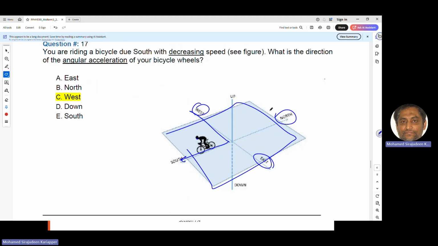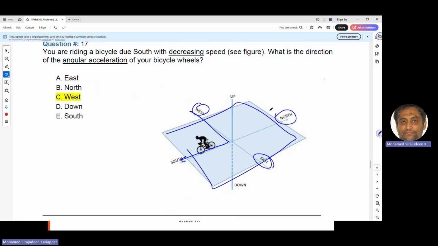What is he asking? Is he asking for angular velocity? That is already tested in the previous question. Now the question is not angular velocity, it is angular acceleration. Now comes the complicated part. Not complicated, really. Once you understand, nothing is complicated.